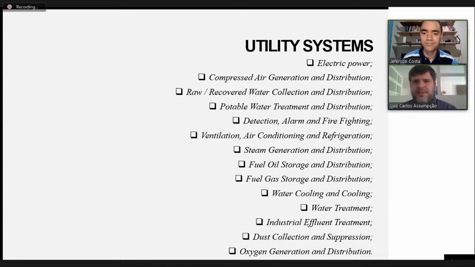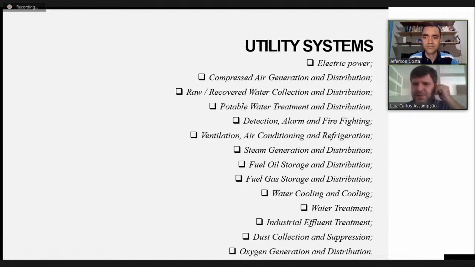As an example of utility systems, we have electric power, compressed air generation and distribution, raw recovered water collection and distribution, potable water treatment and distribution. We can think it's not important, but when you think about an industrial area, you have all the workers that are there, and they need to have access to potable water.